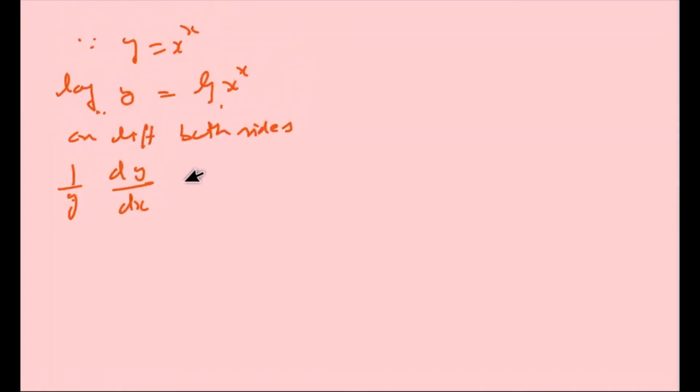Log y equal to log x to the power x. We are not writing any base here, which means the base is e. Now differentiate both sides as implicit functions. The derivative of log y is 1 upon y, but since we are differentiating y, we write dy by dx as an implicit function. And the right side, log x to the power x, we can write as x into log x. Now you have to differentiate x into log x.